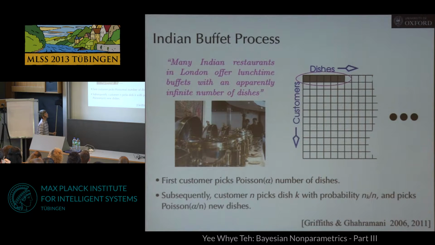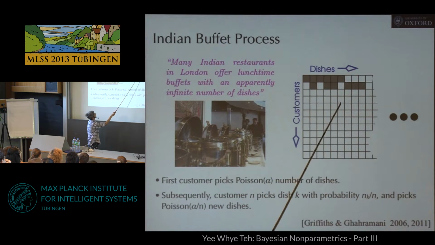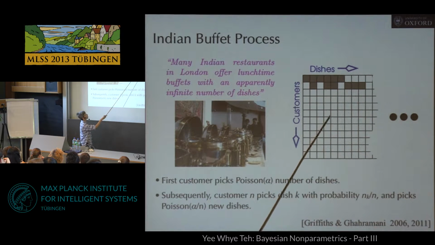Okay, so here's the way the generative process goes. The first customer can pick a random but finite number of dishes, a Poisson number. So in this case, we're going to have 6 different dishes. The second customer that comes in sees that these 6 dishes have been tried by one person, so maybe they might be good, right? So the second customer might try each of these 6 dishes with some probability, and might also in addition try a certain number of new dishes that nobody has tried before.